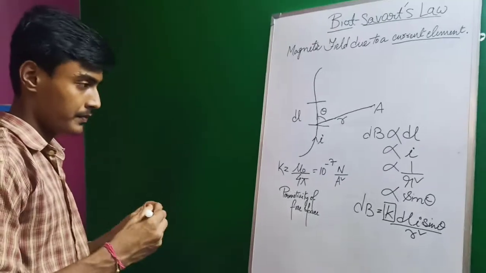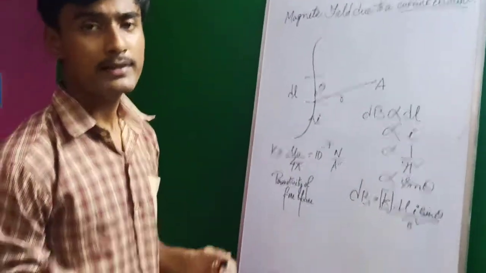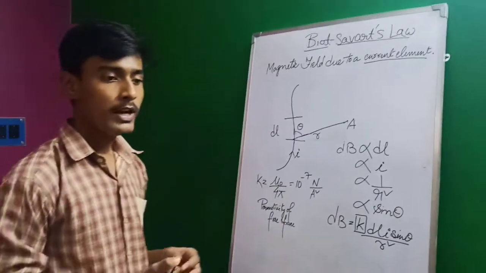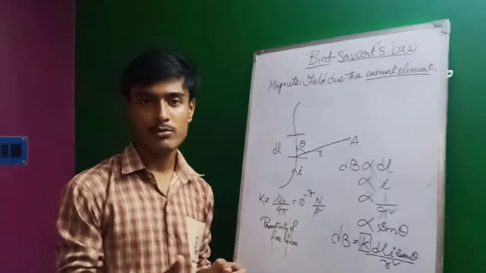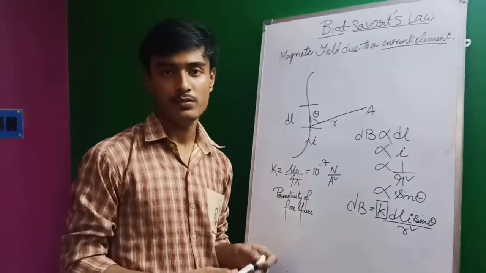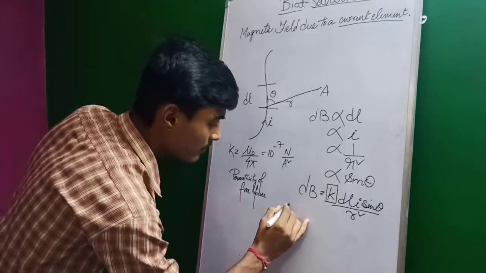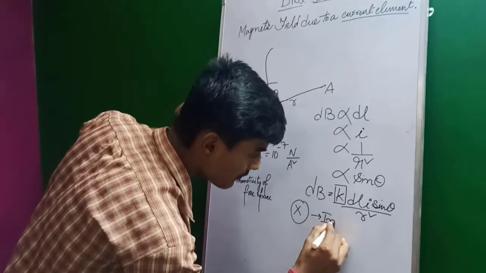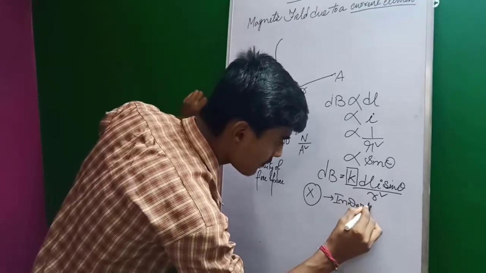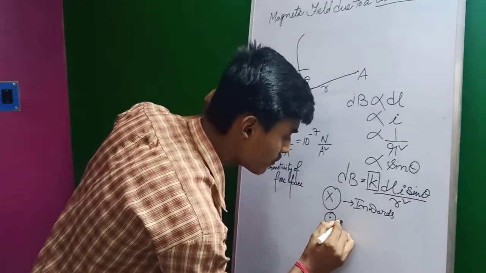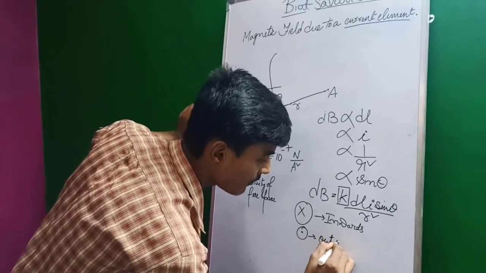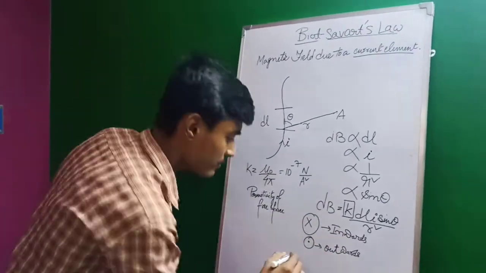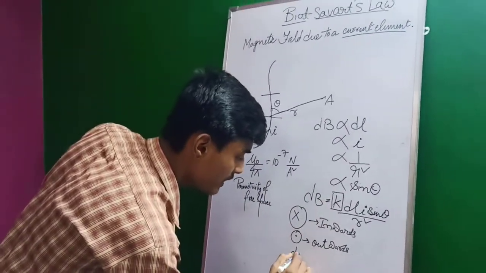Now what about the direction? To find the direction of the magnetic field, we have two methods. One is the right hand thumb rule and another one is the screw rule. This sign means inwards and the dot sign means outwards. Using the screw rule, dl cross r.